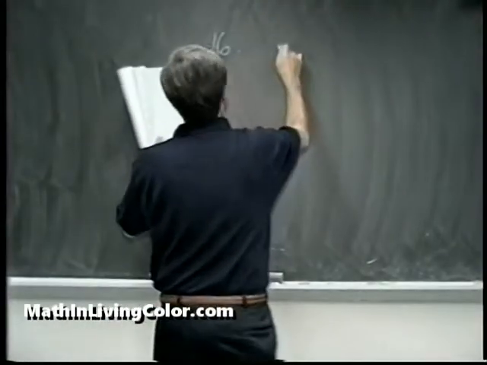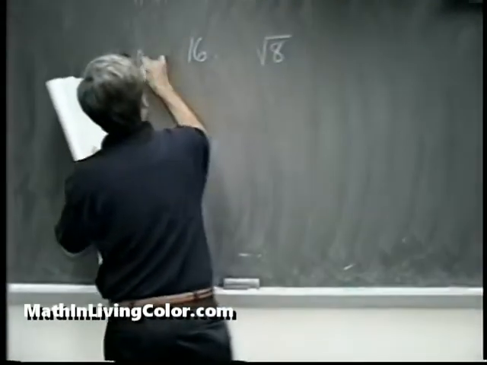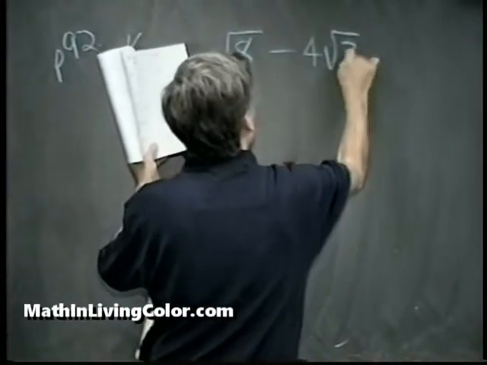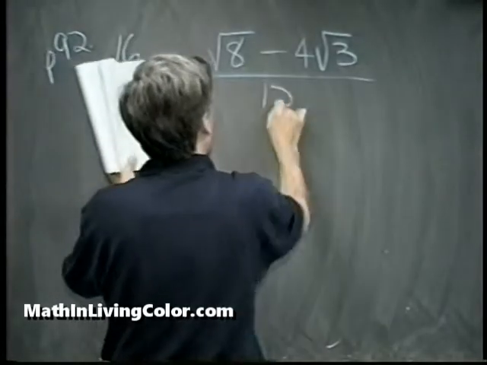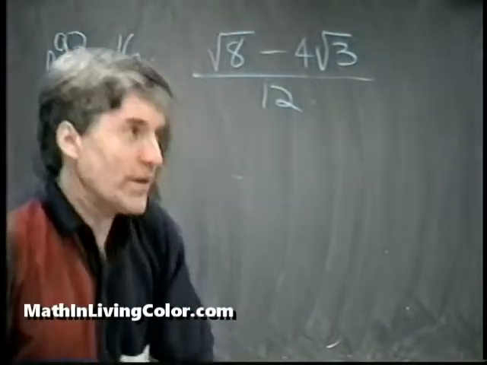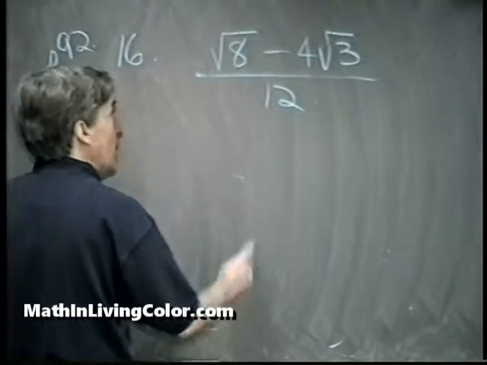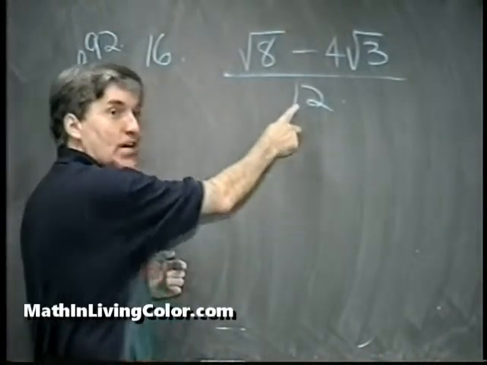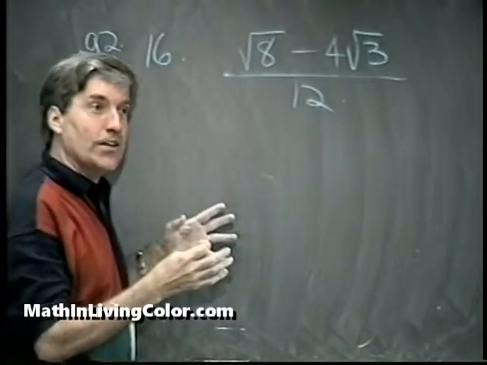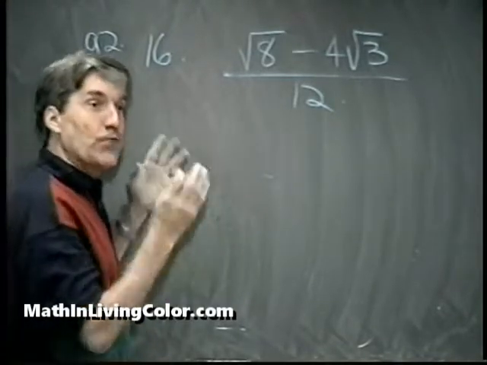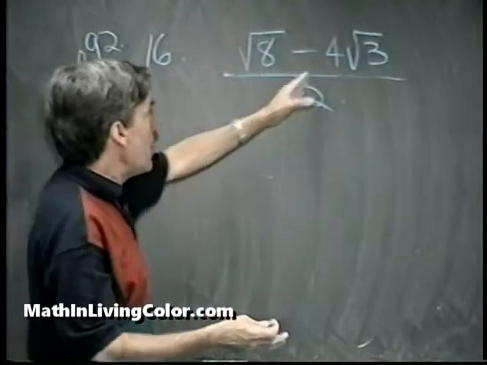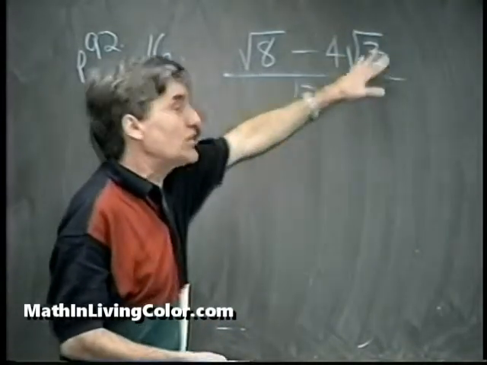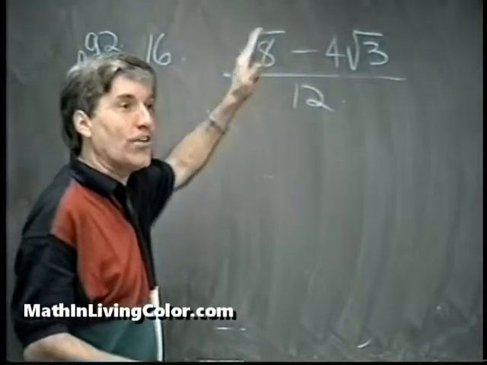Number 16, on page 92, it says the square root of 8 minus 4 square root of 3 divided by 12. Now, my question is, can you divide out the 4 with this 12? No, because the only time you can divide something out of a fraction is if it's factored. So it's not factored. The 4 radical 3 is only a term, so you cannot divide out the 4.